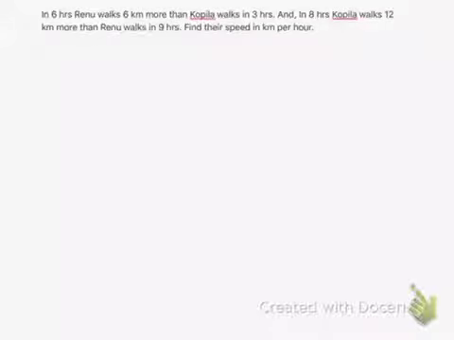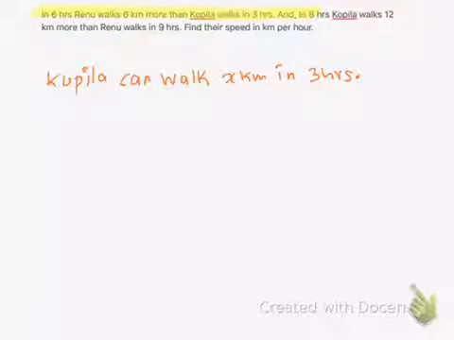Hello, let's try to solve another question from simultaneous equation. The question says, in 6 hours, Renu walks 6 kilometers more than Kopila walks in 3 hours. So let us assume Kopila can walk x kilometers in 3 hours.